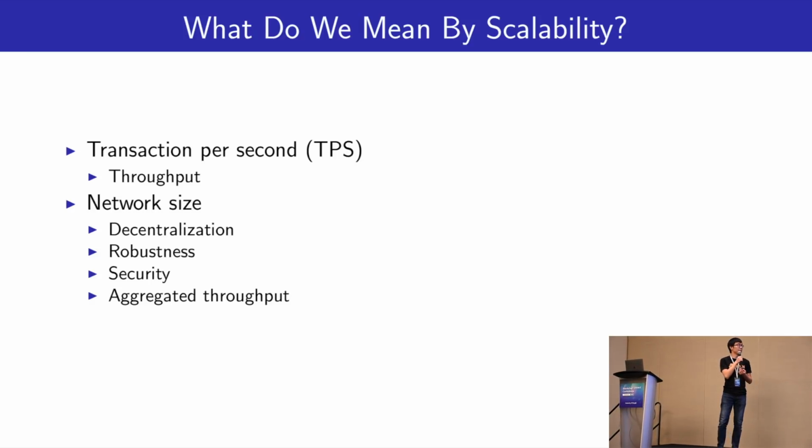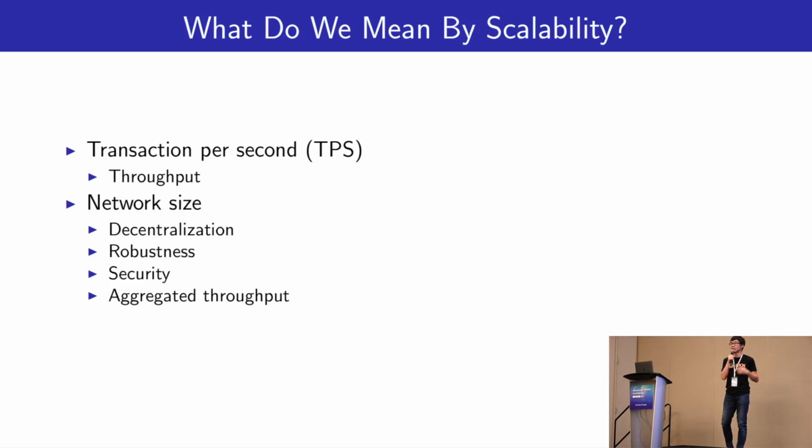There are two typical meanings when we talk about scalability in blockchain. The first one is transactions per second, that is the throughput of the blockchain. And the second one is the network size. The network size is actually very important because it affects how decentralized the blockchain is, and it determines how robust the blockchain is, and how easy it can be attacked, the security part.